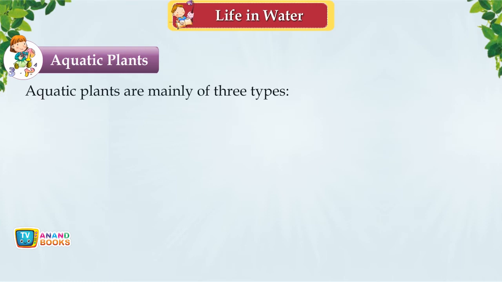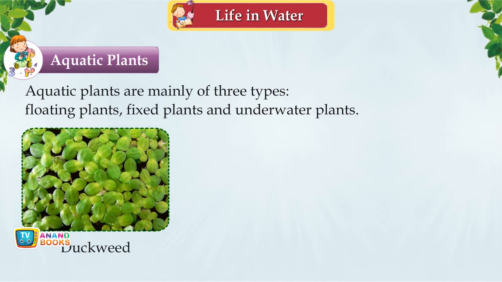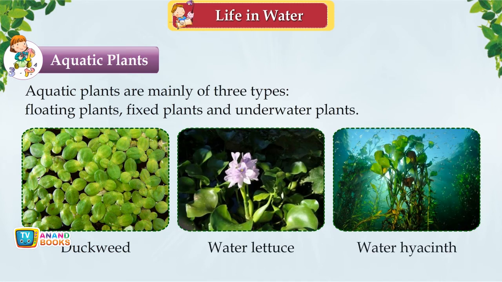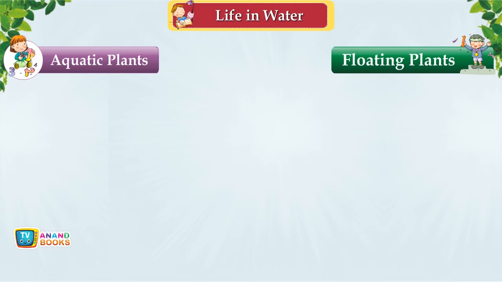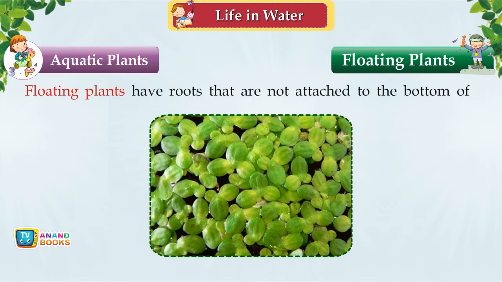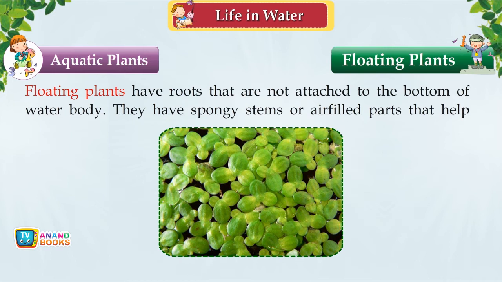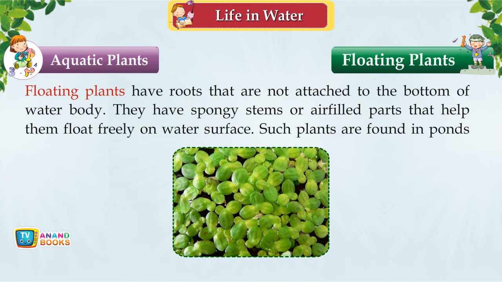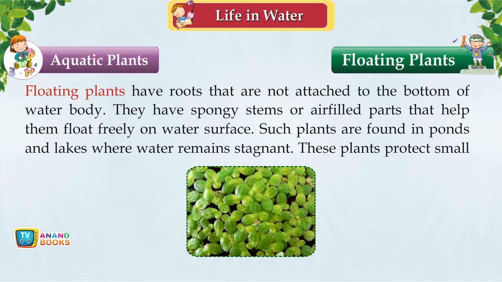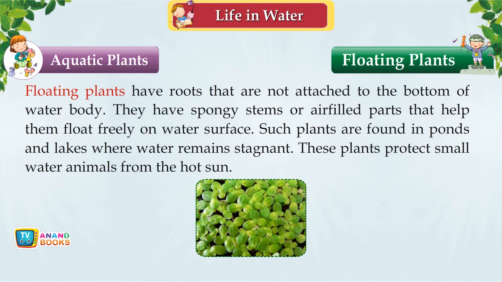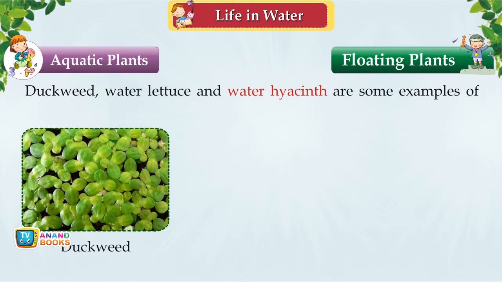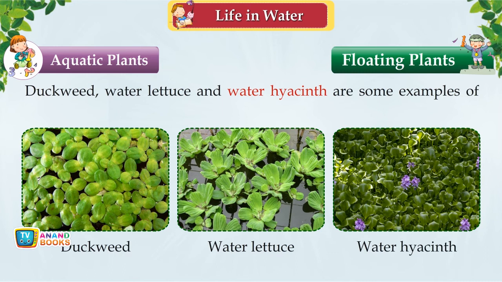Aquatic plants are mainly of three types: floating plants, fixed plants, and underwater plants. Floating plants. Floating plants have roots that are not attached to the bottom of the water body. They have spongy stems or air-filled parts that help them float freely on the water surface. Such plants are found in ponds and lakes where water remains stagnant. These plants protect small water animals from the hot sun. Duckweed, water lettuce, and water hyacinth are some examples of floating plants.